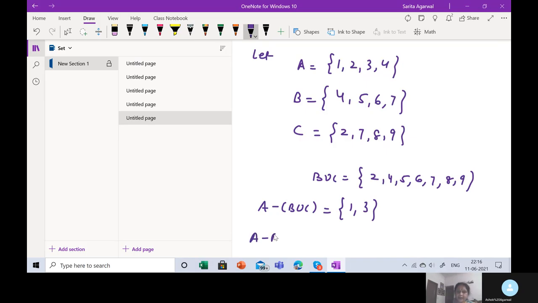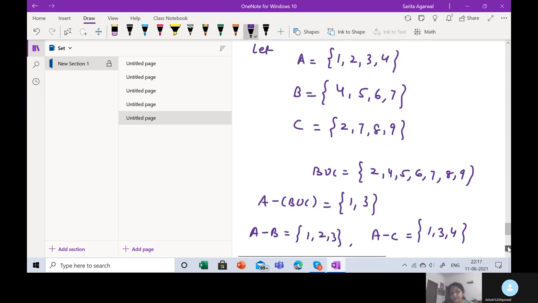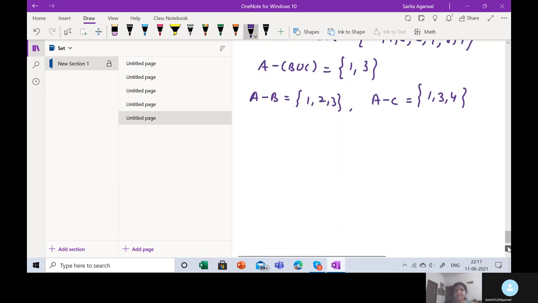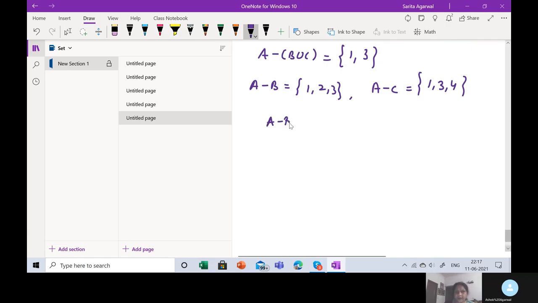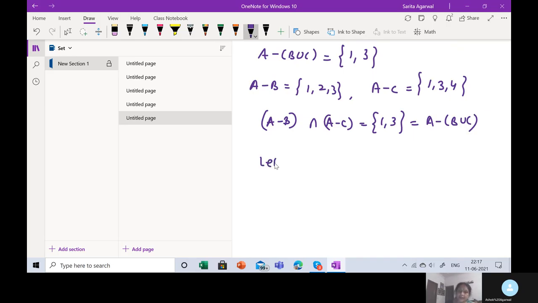What is A minus B? From here, this 4 is common, so we subtract that. This is just 1, 2, 3. A minus C: this 2 is common, so we subtract this 2. This is 1, 3, 4. And the intersection of that is 1, 3 only. (A minus B) intersection (A minus C) is 1, 3 only, right? And which is A minus (B union C). So logically, it's a logical proof.